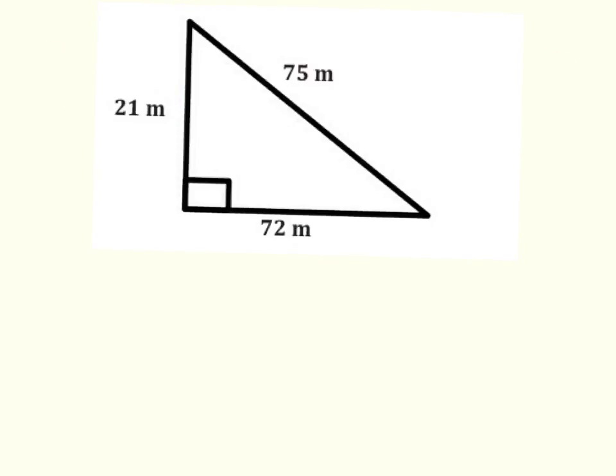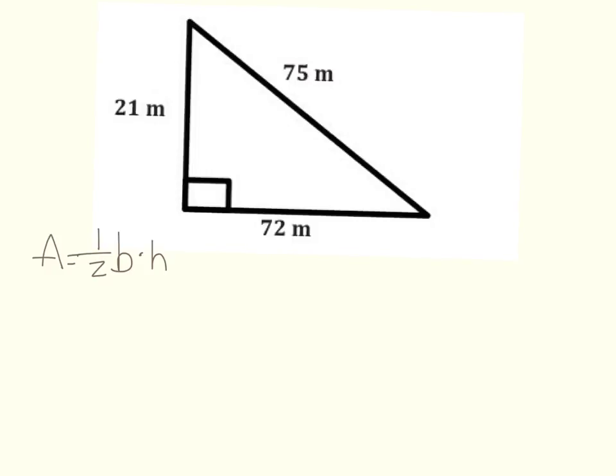Here we have a right triangle with the sides already all labeled for us. We know this is a right triangle because it creates a 90-degree angle. This side is the leg, this side is another leg, and this side is the hypotenuse. The hypotenuse is always across from the 90-degree angle in a right triangle. Now we are going to find the area of this right triangle.